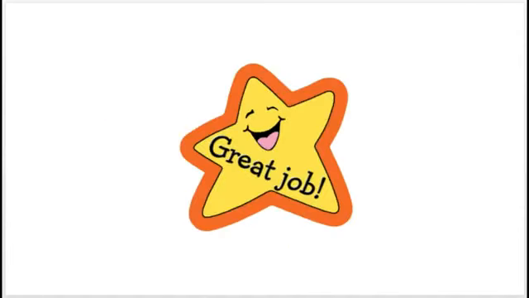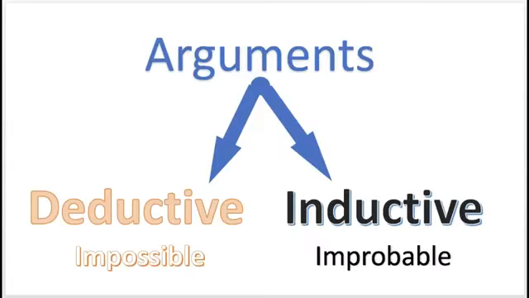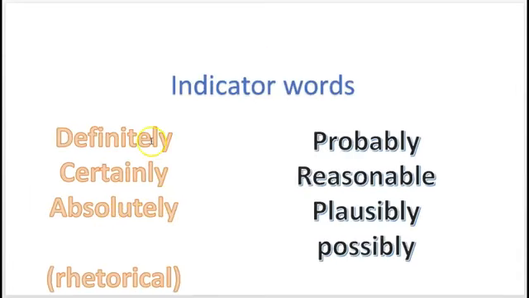Well, great job, ladies and gentlemen. You made it through. In this video, you learned that arguments can be divided into two categories, deductive and inductive. Deductive is impossible to be false, the conclusion necessarily follows. Inductive is improbable to be false, the conclusion probably follows. You've also learned how to identify these. Deductive indicator words: definitely, certainly, absolutely. Inductive indicator words: probably, reasonably, it's plausible, and it's possible.